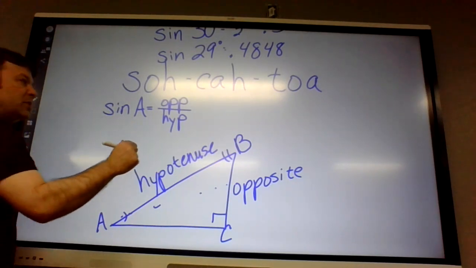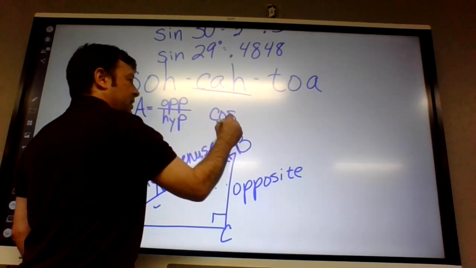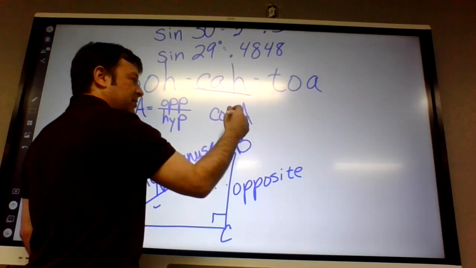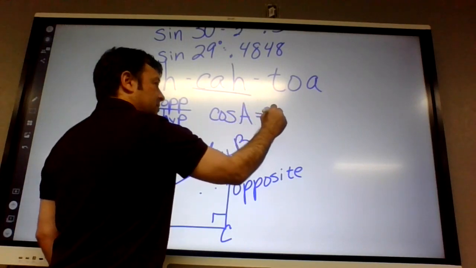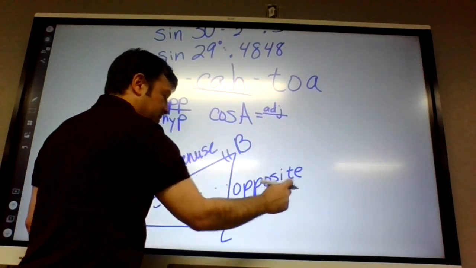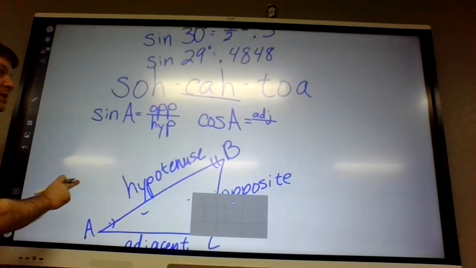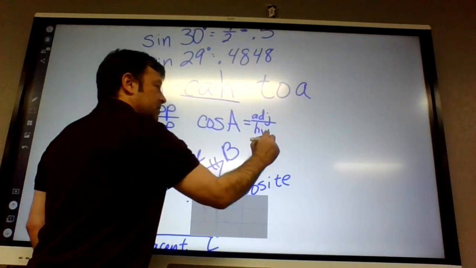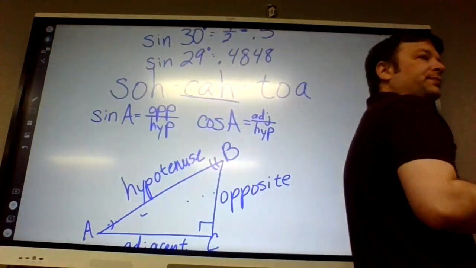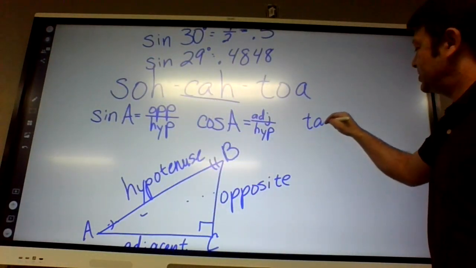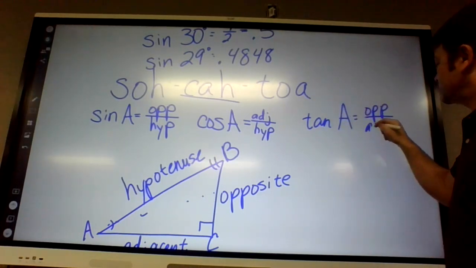What do you think CAH stands for? Cosine of some angle equals adjacent. Remember adjacent was one of our things. Adjacent over hypotenuse. So it gives you the ratio of those two sides. And guess what TOA stands for? Tangent of some angle equals its opposite side over its adjacent.